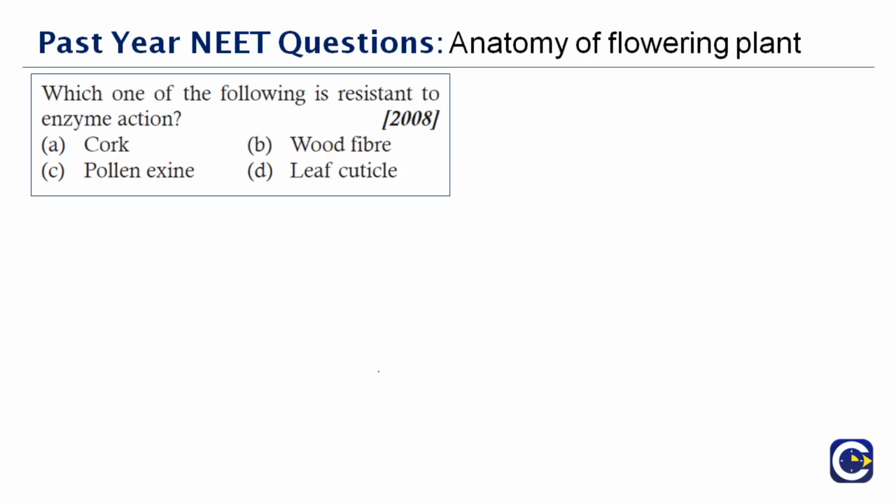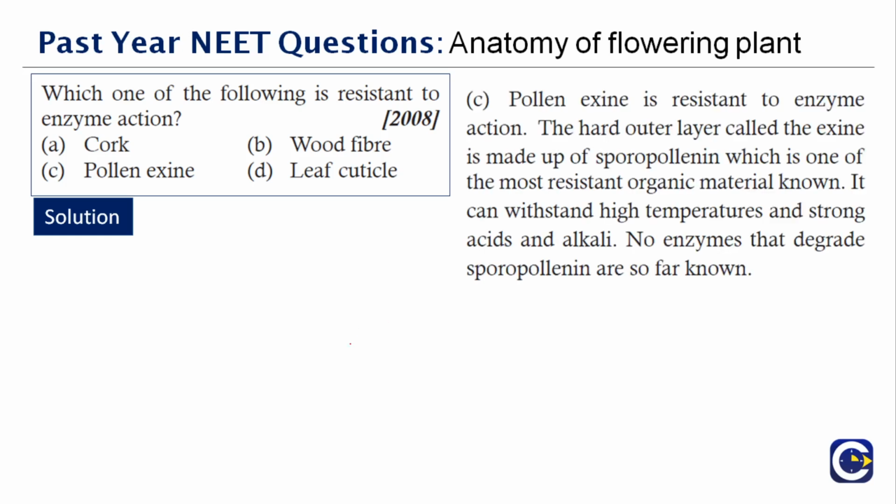Next question here. Which one of the following is resistant to enzyme action? We have four options here: wood fiber, leaf cuticle, and so on. See, the correct answer is pollen exine. It is resistant to enzyme action. The hard outer layer is called the exine, and it is made up of sporopollenin, which is one of the most resistant organic materials. So the compound name is sporopollenin.